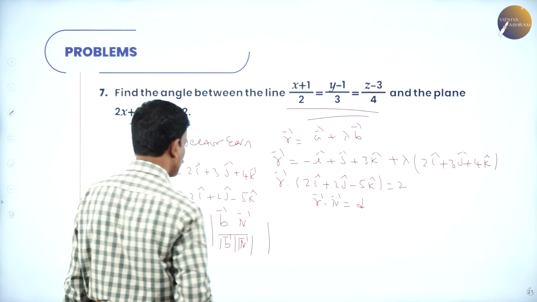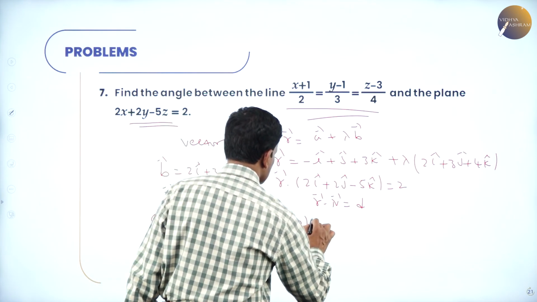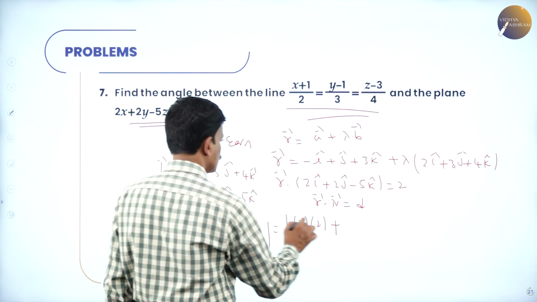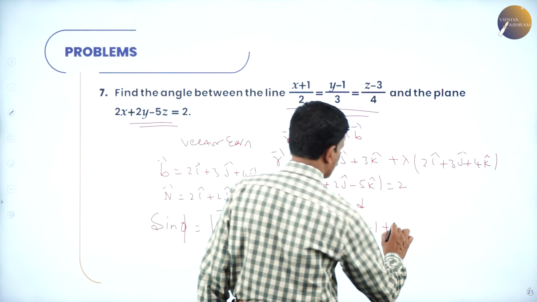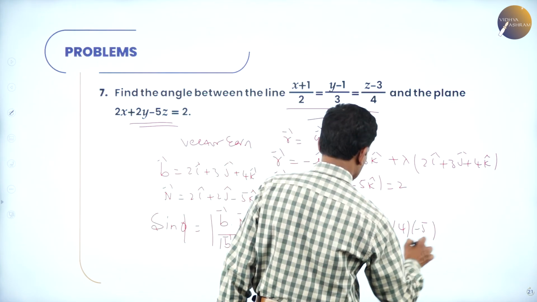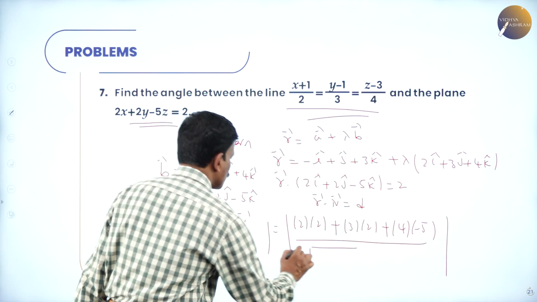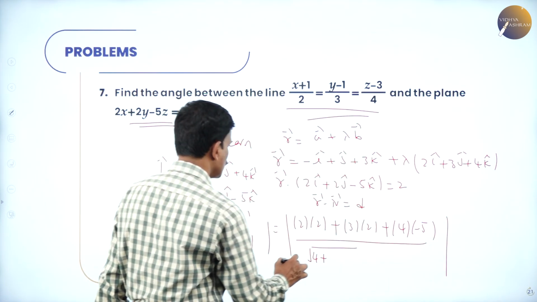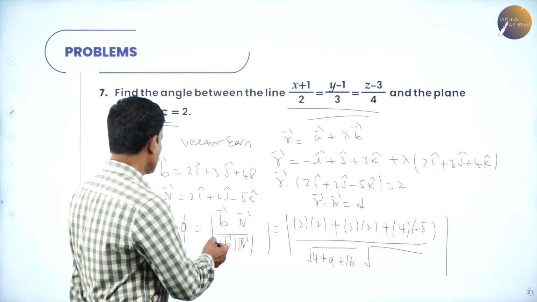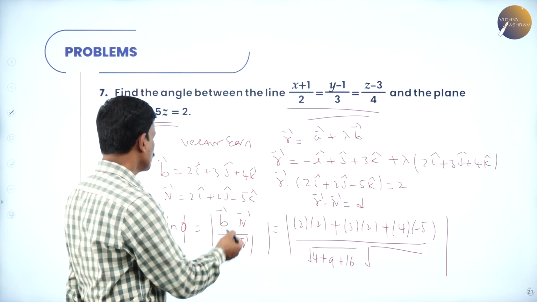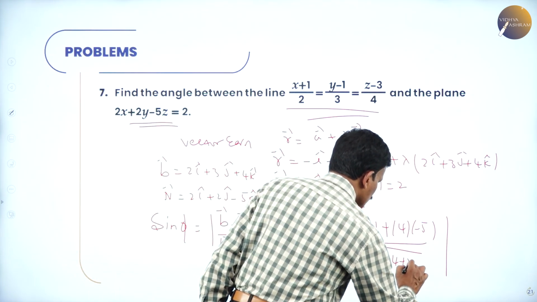Simplify this. This is equal to 2 into 2 plus 3 into 2 plus 4 into minus 5, divided by the square root of 2 squared is 4, plus 3 squared is 9, plus 4 squared is 16, into root of the magnitude of n: 2 squared is 4, plus 2 squared is 4, plus 25.